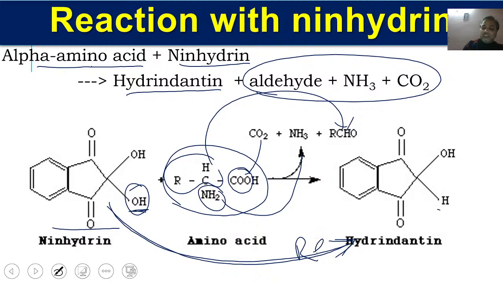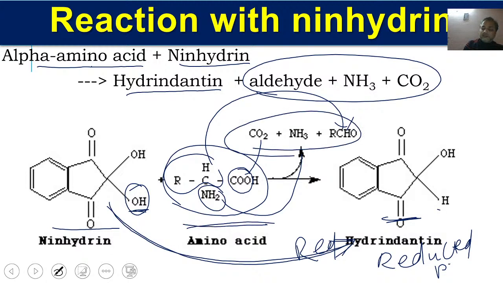So this is the reduced product of ninhydrin. If you get a question asking what is hydrindantin, it is a reduced product of ninhydrin, a partially reduced product, and the amino acid is going to give you three fragments.